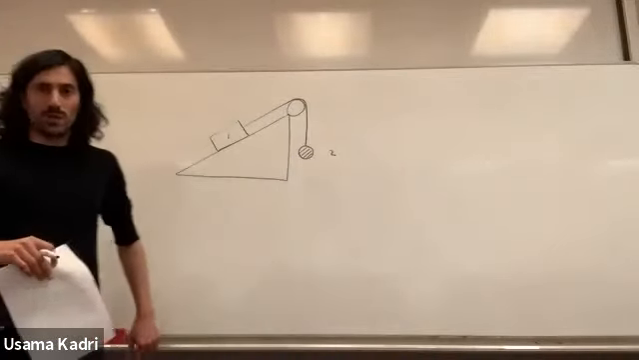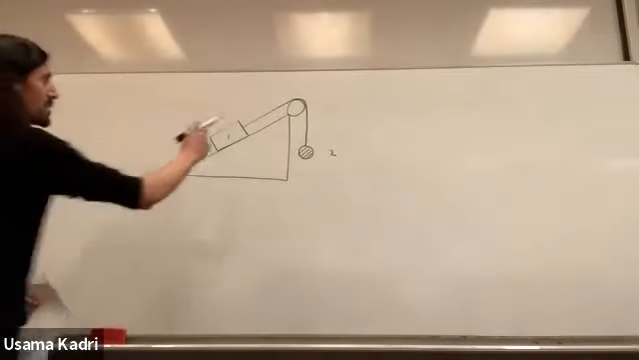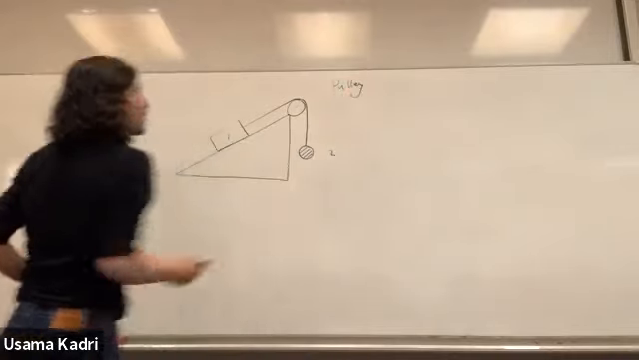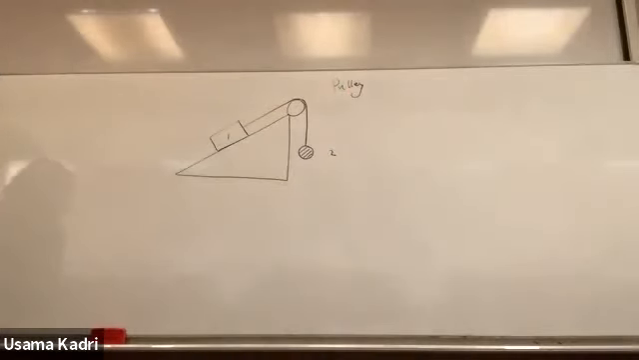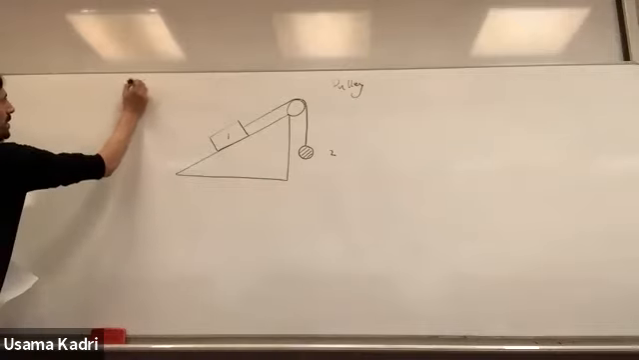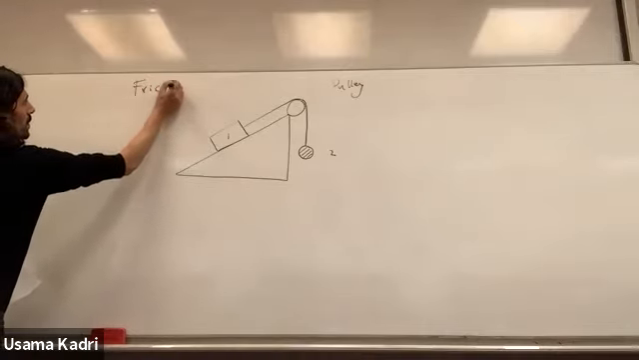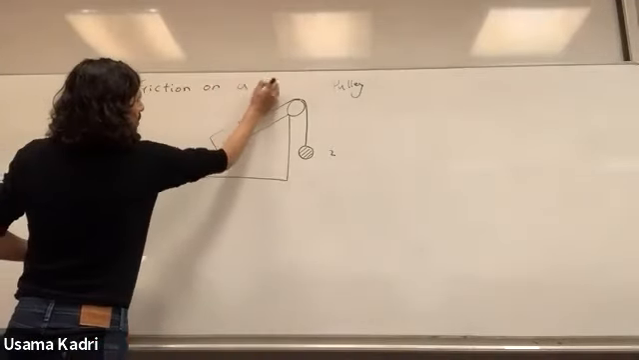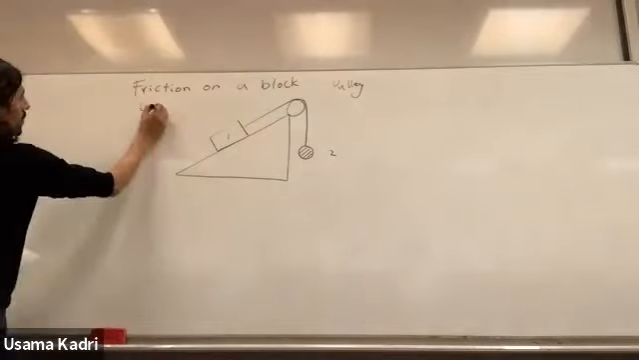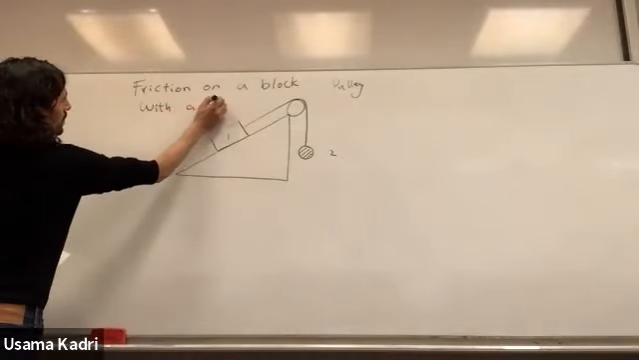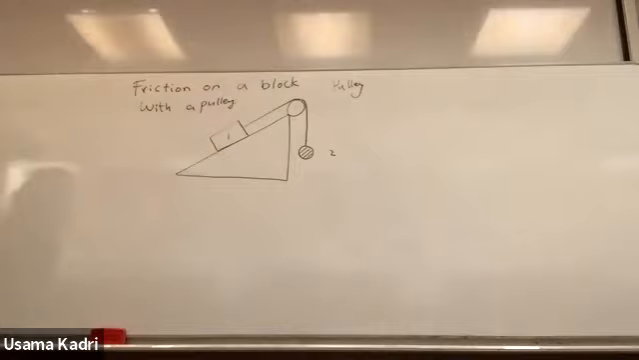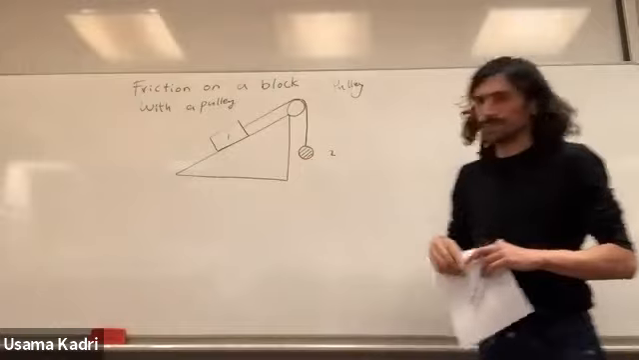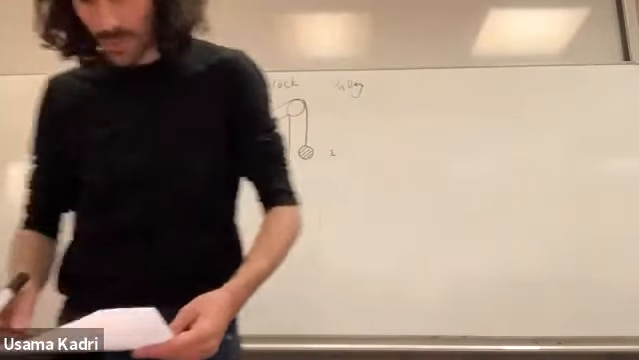First of all, what is going to happen here? Okay, this is a pulley here. It's a frictionless pulley. So this is friction on a block with a pulley. We have friction only here on this surface. What would happen here?